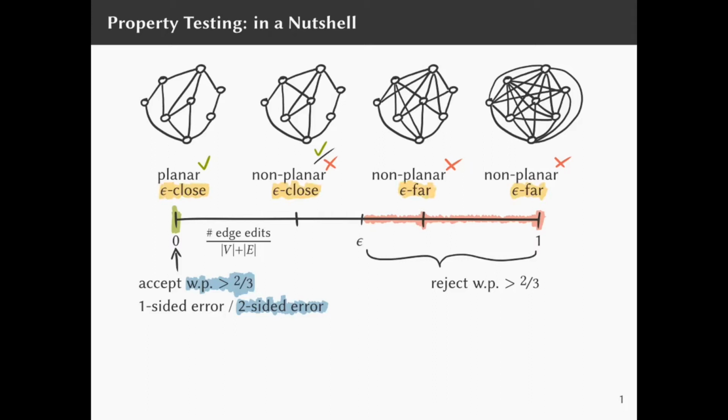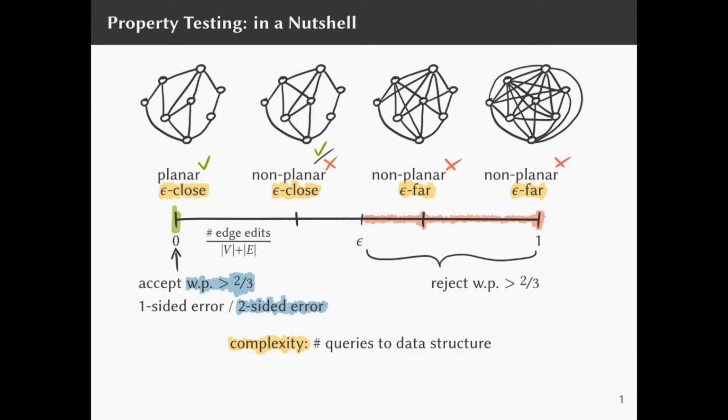Let's introduce a little bit of notation. If a graph has edit distance at most epsilon to a property, we call it epsilon close. So even planar graphs are epsilon close to being planar. And if that's not the case, we call it epsilon far. The complexity of a property tester is the number of queries to the data structure. The reason why we consider this is that we are interested in not reading the whole input. We want to read a sublinear amount of the input, and that's what we really care about. So we measure the complexity of a property tester by the number of queries to the data structure.